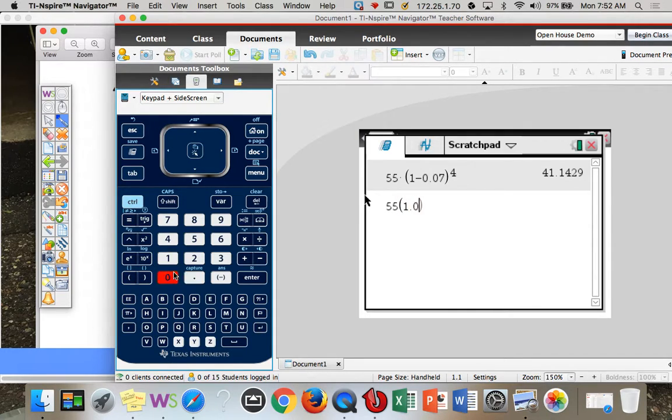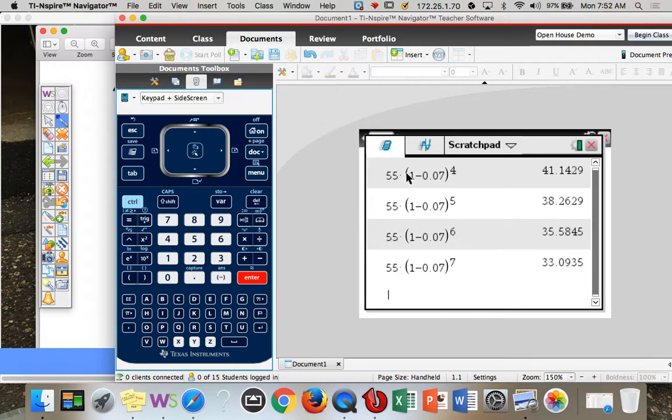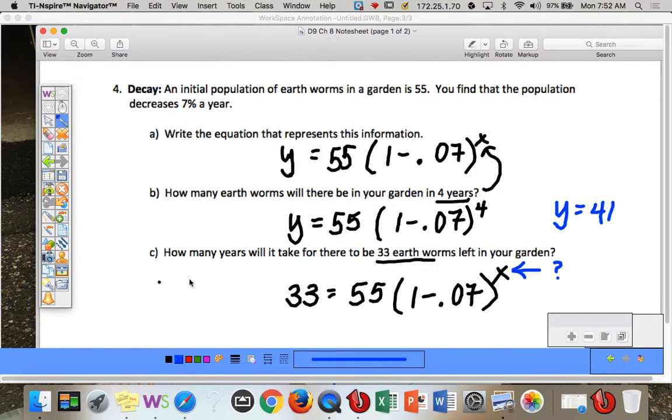So 55, 1 minus 0.07. Let's try 5 years. Let's try 6 years. Seven years. You can see it takes about 7 years for there to be about 33 earthworms. So here we're going to say x equals 7 years.